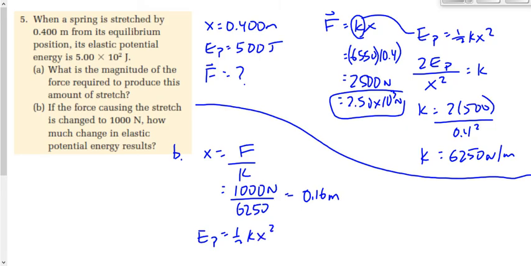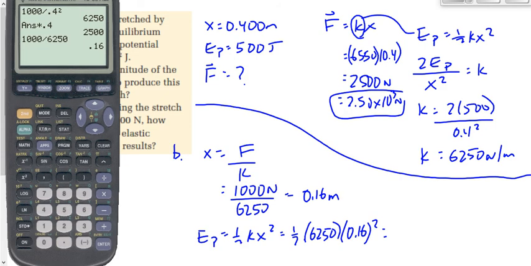And now I can find the final potential energy by saying 1/2 times Kx squared. 1/2 times 6,250 times 0.16 squared. Still not going to be my final answer, though, although it's close. 0.5 times 6,250 times 0.16 squared gives me 80.